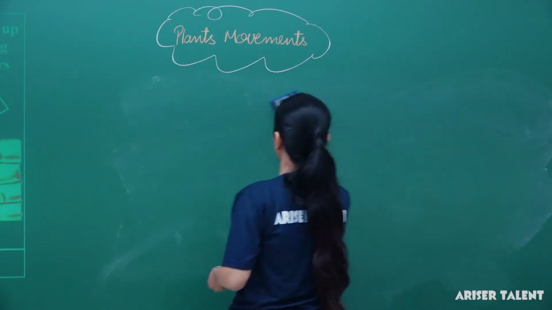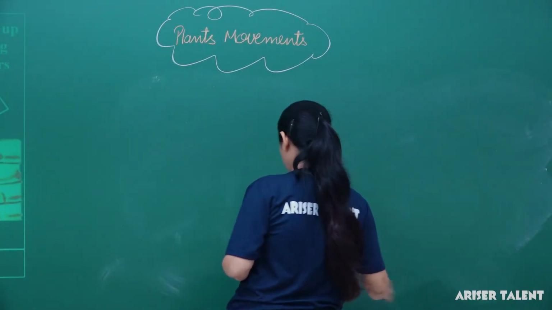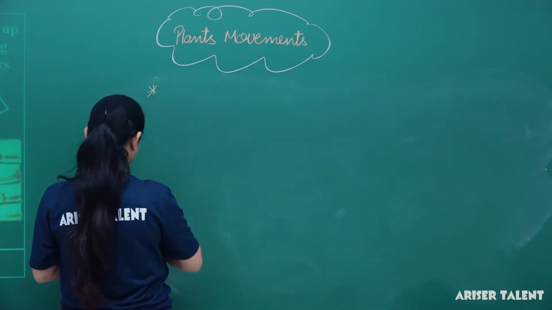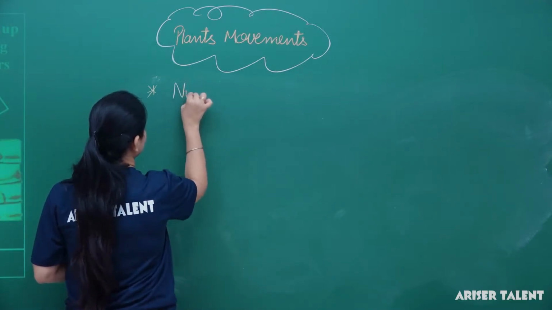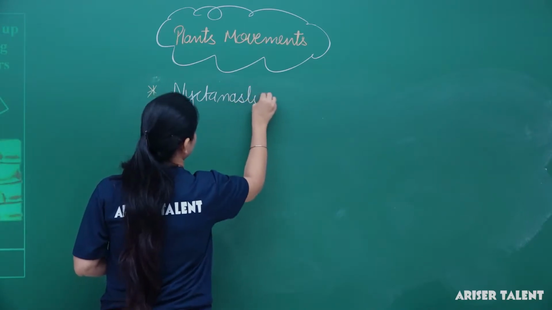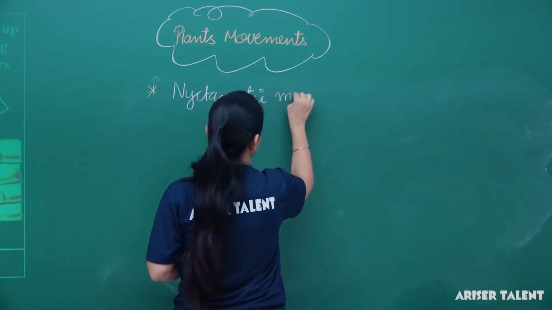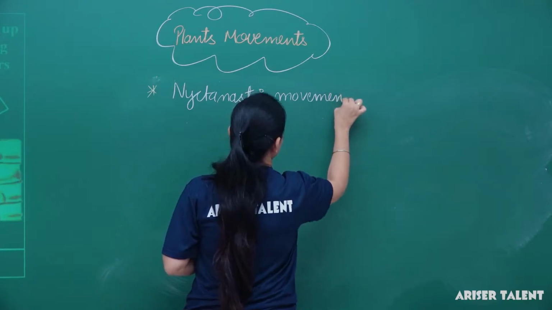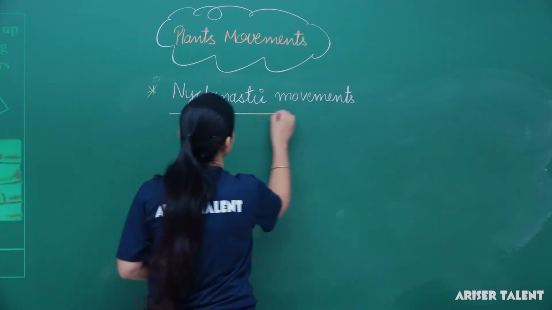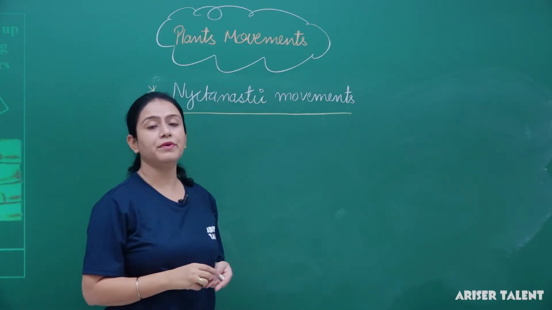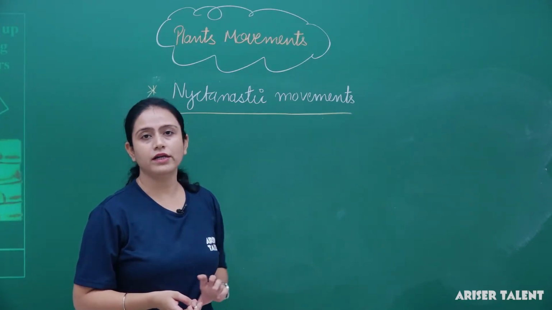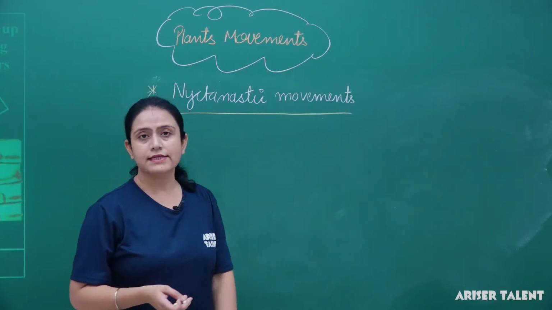Okay, next we will talk about nyctinastic movements. Generally, these movements are also known as sleep movements. Why? Because such kind of movements appear in the parts of the plant, like flowers and leaves, during the day or night. This is the reason these are also known as sleep movements.